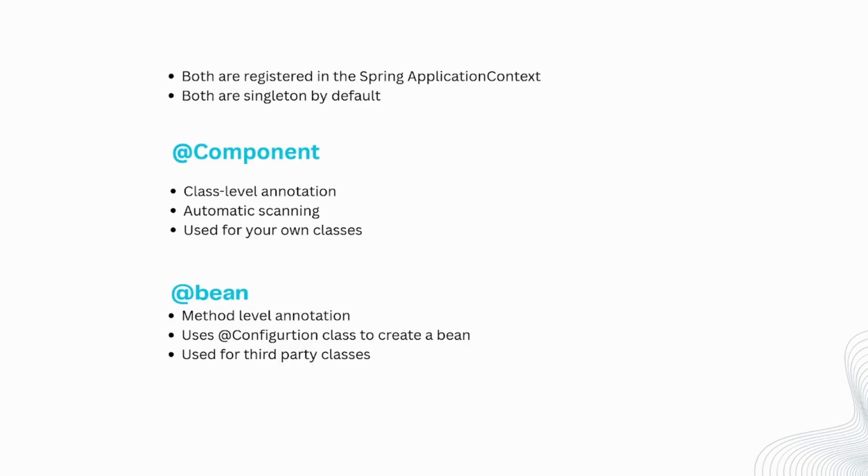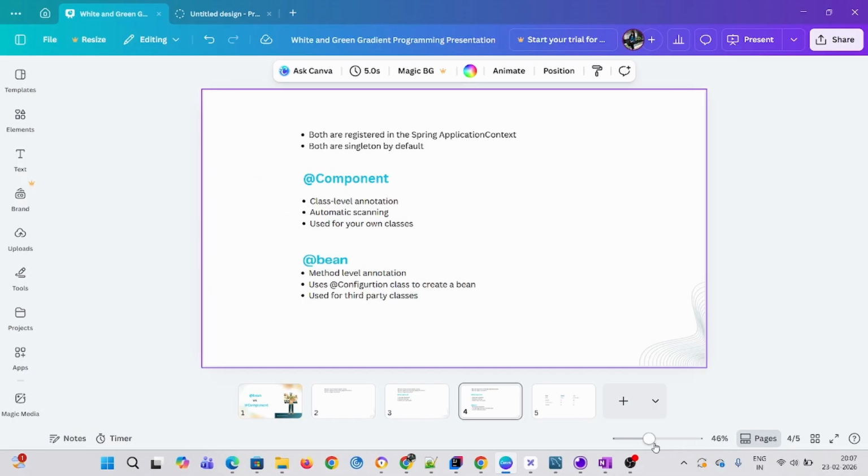Whenever you want to create an object using @Bean, you create a class which has @Configuration on top of that class, and @Bean on top of the method where you create the bean. This is basically used for third-party classes like RestTemplate or ObjectMapper, where you have the jar of these and those classes are present in that jar. Now I'll show you in a live example how these are created.